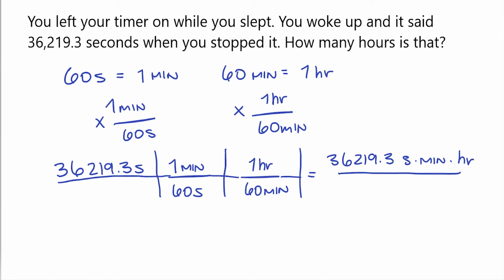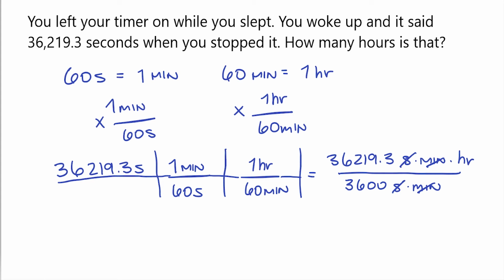Now on the bottom, I just have 60 times 60, which is 3,600. And then I have my seconds times my minutes. Now, I have seconds and minutes on the top and bottom. So seconds will cancel and minutes will cancel, leaving us only with hours, which is what we wanted to find.